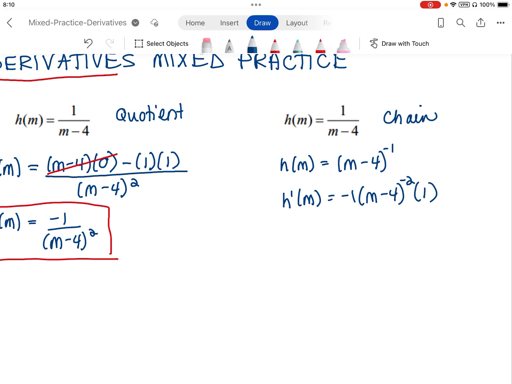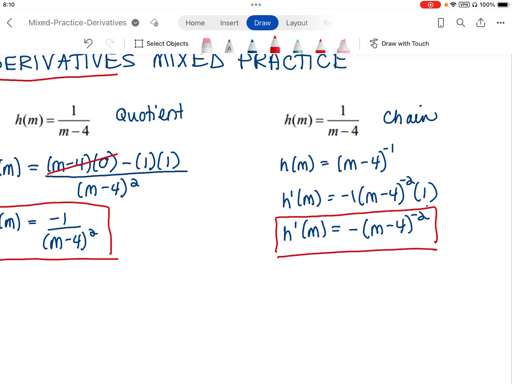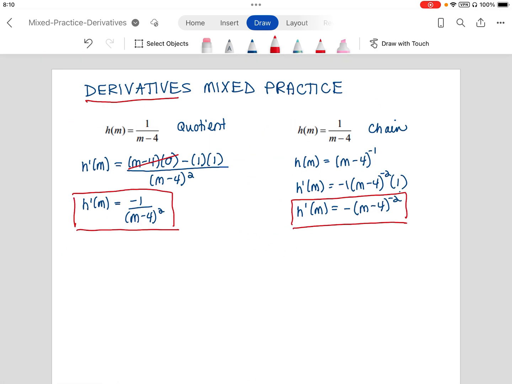So when we do chain property, we're doing the derivative of the outside, and then we're multiplying by the derivative of the inside. And then since these are just ones, I've got a 1 here, I can kind of think about canceling that out. And I can just write my answer as negative n minus 4 to the negative 2. If you want to put the negative 1 there, you can, that's fine. Okay, so if you did chain, that's how you would write your answer.